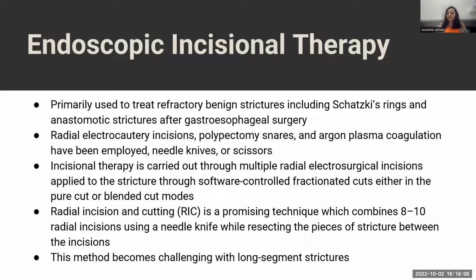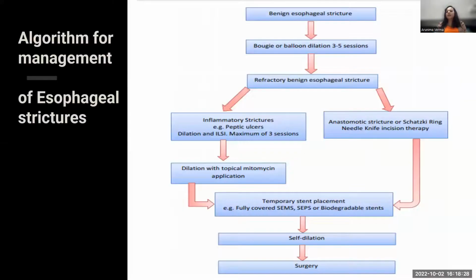Radial incision is a promising technique, and it combines 8 to 10 radial incisions using the needle knife, and the mucosa in between, that is, the stricture, is resected. This method is challenging with long segment strictures, so it's more useful for short segment strictures. A little more on this will be talked about in the colonic part, so I will go ahead. Just coming to an algorithm for treatment of esophageal stricture.